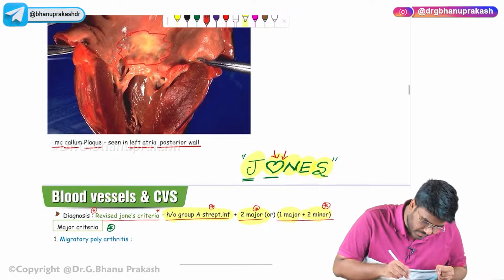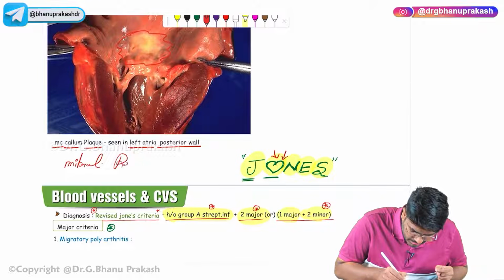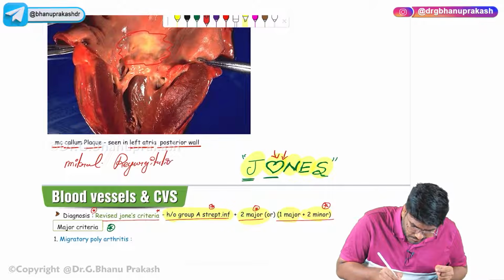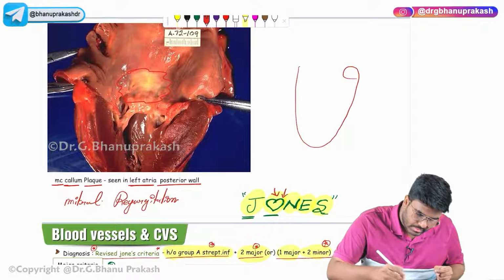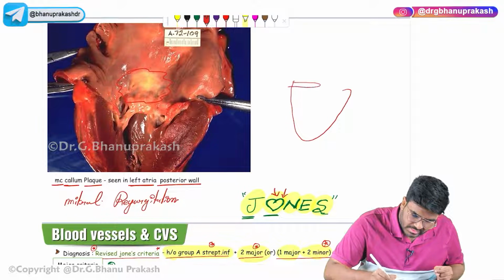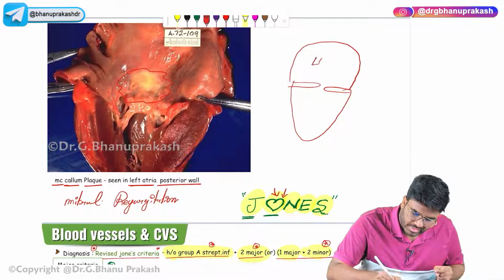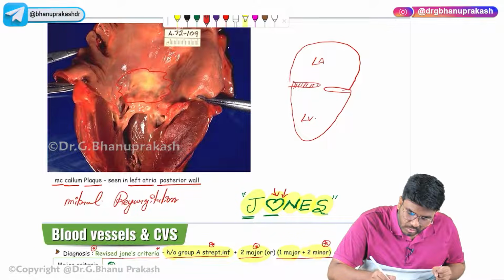Why? Because of the mitral regurgitation. Now you can see here, if this is the left ventricle, what is this? These are the mitral valves. What is this chamber present on the top? This is the left atria, this is the left ventricle. Now what is this? This is the mitral valve.